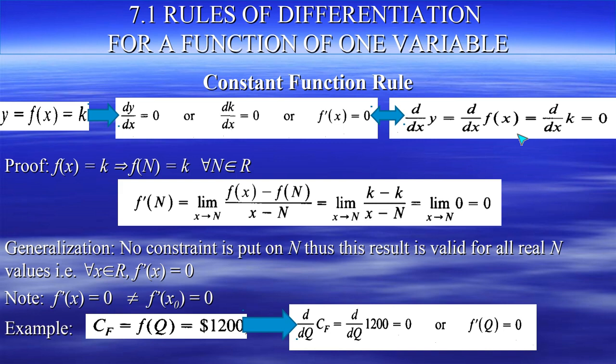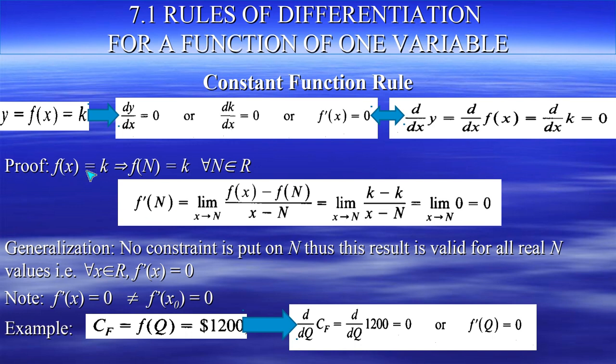As the derivative of something which doesn't change is bound to be 0. The change of something which doesn't change is bound to be 0, isn't it? So we can express the same thing as dy over dx, or df(x) over dx, or dk over dx. All these are the same thing, and they would be equal to 0 naturally. Let's prove it, and then let's see more intricate rules.